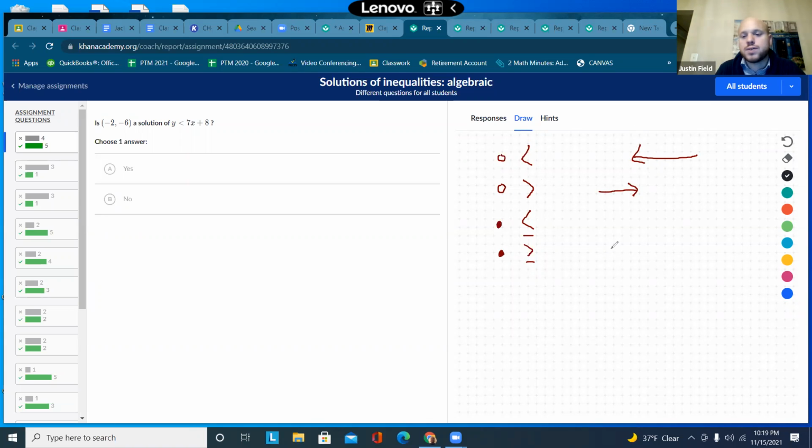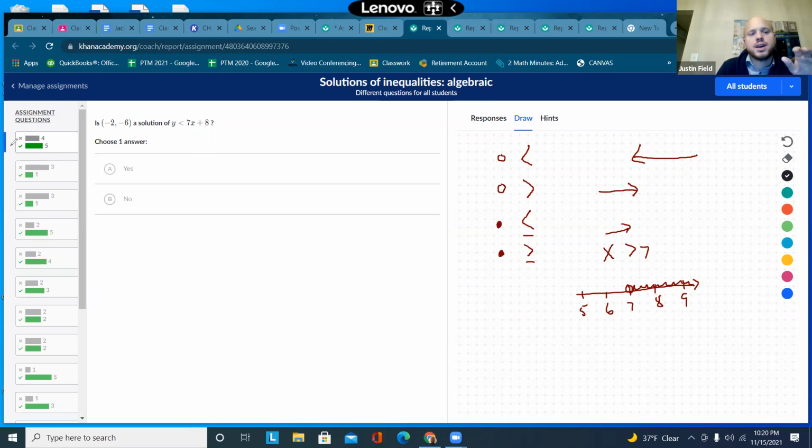So for example, if I had to shade x is greater than 7, I would put 7 here, 8, 9, 6, 5, put an open circle on 7, and then since it's greater than, that's the arrow going that way. So I shade this way. And that's just a little bit about inequalities.